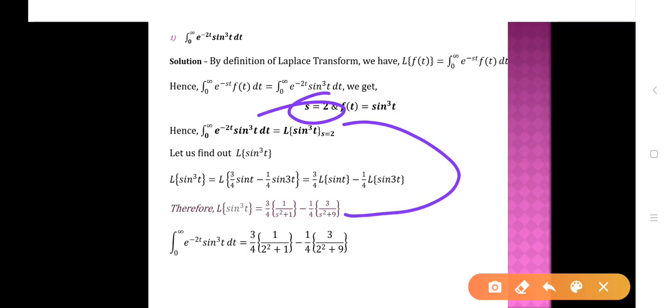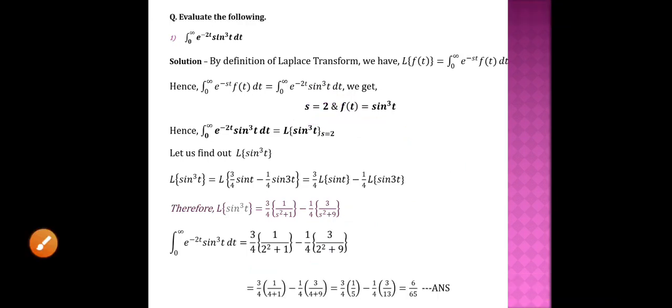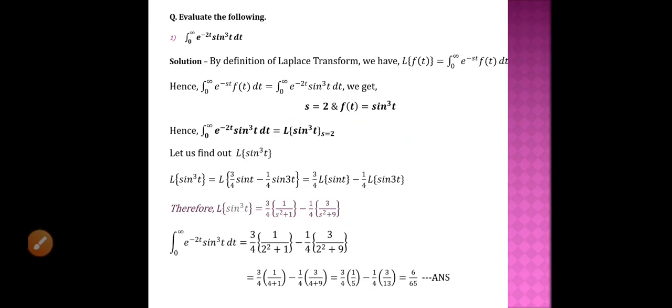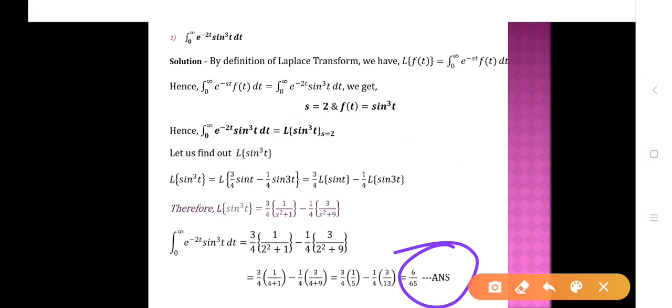So you will get 3 by 4 as it is. 1 upon s square plus 1 is now 1 upon 2 square plus 1, minus 1 by 4 as it is. The fraction numerator 3 as it is. Denominator s square plus 9 becomes 2 square plus 9. Now just simplify these terms. So it is 3 by 4 into 1 upon 4 plus 1, minus 1 by 4 into 3 upon 4 plus 9. That is 3 by 4 into 1 by 5 minus 1 by 4 into 3 by 13. On simplifying, you will get the answer as 6 upon 65.